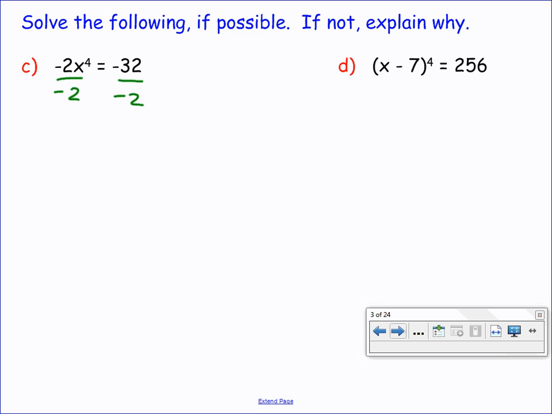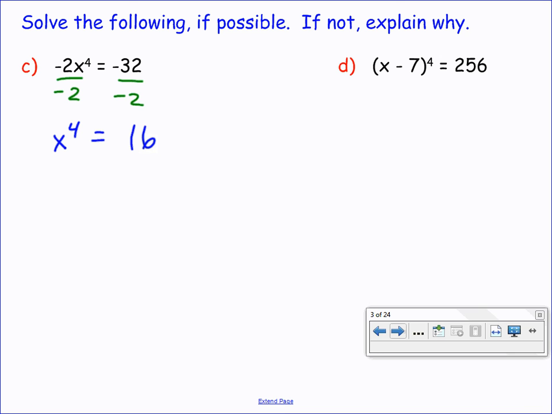My best first step to solve would be divide both sides by negative 2. And when I do so, I get my power function alone. I get x to the fourth equals positive 16. So now is my exponent even or odd? Brady? Even. Even, right? And so is my even exponent set equal to a positive or negative number? Adam? It's set equal to a positive number.